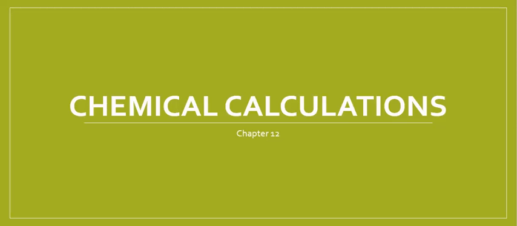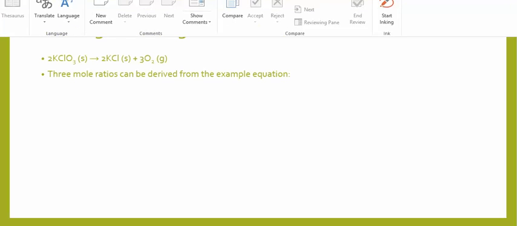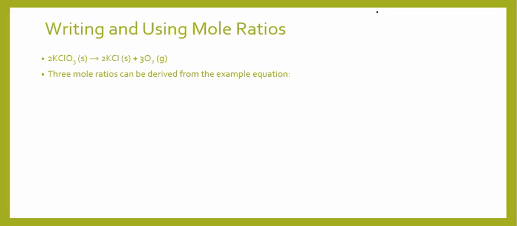Chemical calculations. The most important thing with chemical calculations or stoichiometry is to start with a balanced chemical equation. So make sure it is balanced before you start. We'll look at this example here. Now, three what are called mole ratios can be derived from this equation based on the coefficients.